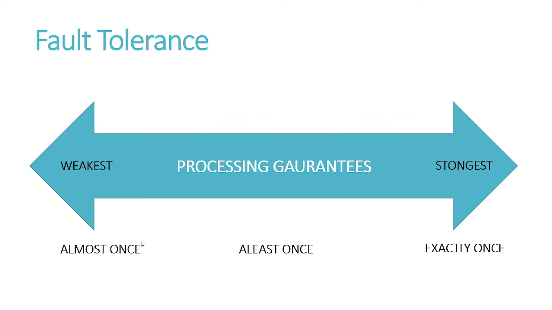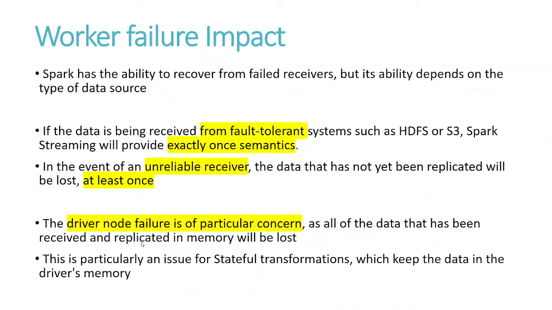Fault tolerance: we can have at most once, at least once, exactly once. Spark Streaming provides the strongest, that is exactly once. How it provides it, we'll see. In case of worker node failure, Spark has the ability to recover from the failed receiver state, but it depends on what the source is, whether it is a reliable source like S3 or HDFS, then we get the exactly once semantic.